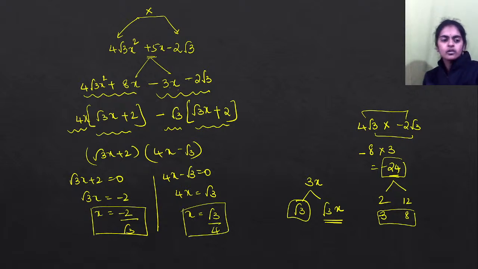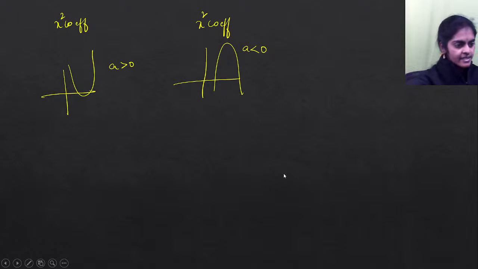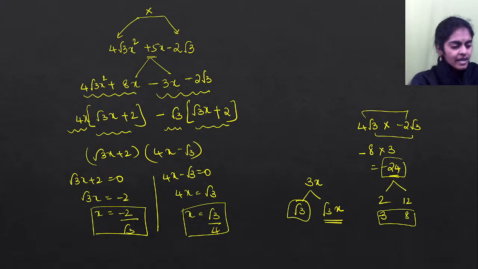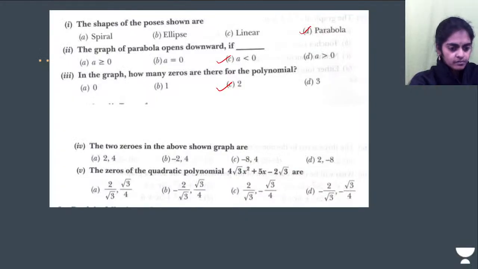Did you understand how to factorize this? Everyone? Okay. So which option would be correct then? Let's check. See, there are four options. Minus 2 by root 3 and root 3 by 4. I can see option B is correct. Minus 2 by root 3 and root 3 by 4. So till here is it clear everyone?